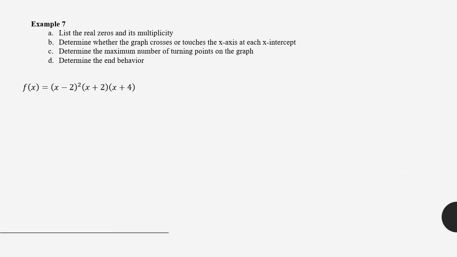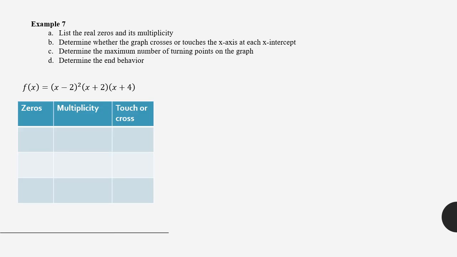Okay, so let's do it again because these take practice. All right. Same direction: we want the zeros, multiplicity, determine if the graph touches or crosses, maximum number of turning points, and the end behavior. Okay, so here's our table. The zeros are going to be 2, -2, and -4. Okay, hopefully everyone sees where I'm getting these numbers.